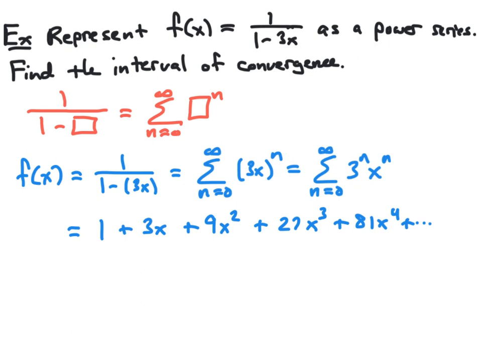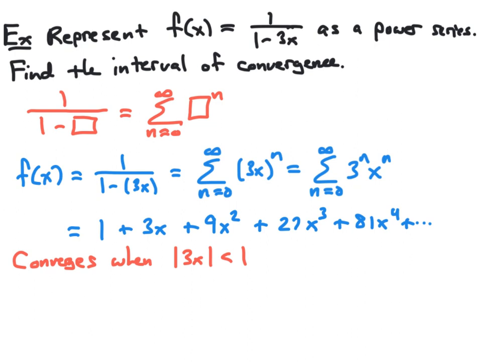We also want to find the interval of convergence. We're using the geometric series function here, and so we know that the geometric series converges when our ratio is in absolute value less than 1. And here our ratio is the value of 3x. And so this particular power series is going to converge whenever we have absolute value of 3x less than 1.